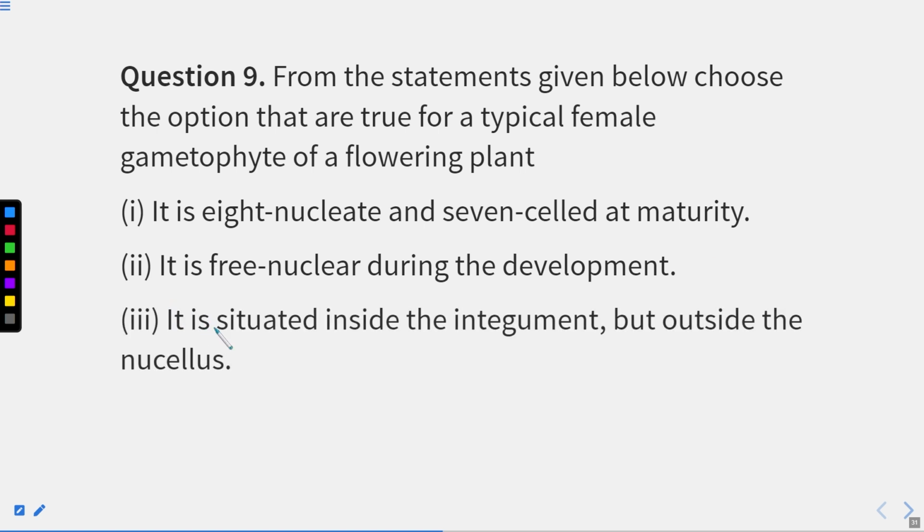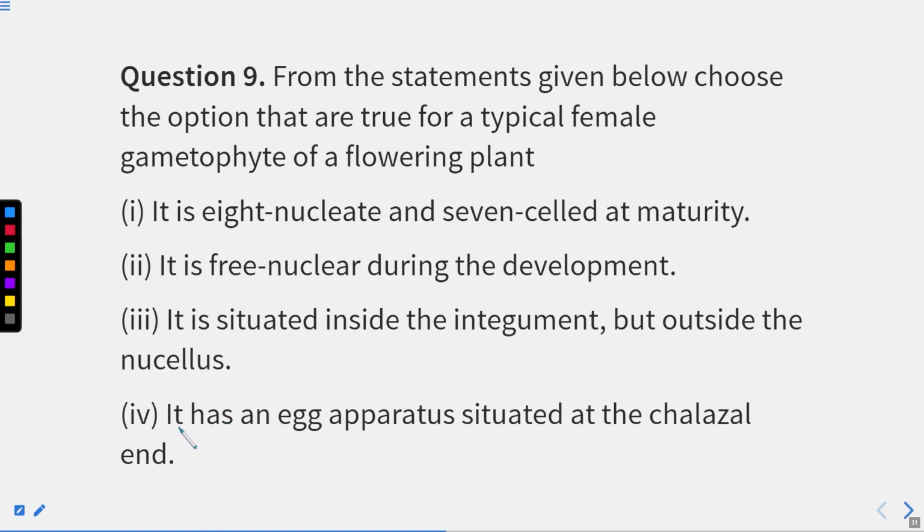Option C, it is situated inside the integument but outside the nucellus. Option D, the fourth option, it has egg apparatus situated at the chalazal end. Egg apparatus, we have already seen, is present at the micropylar end.